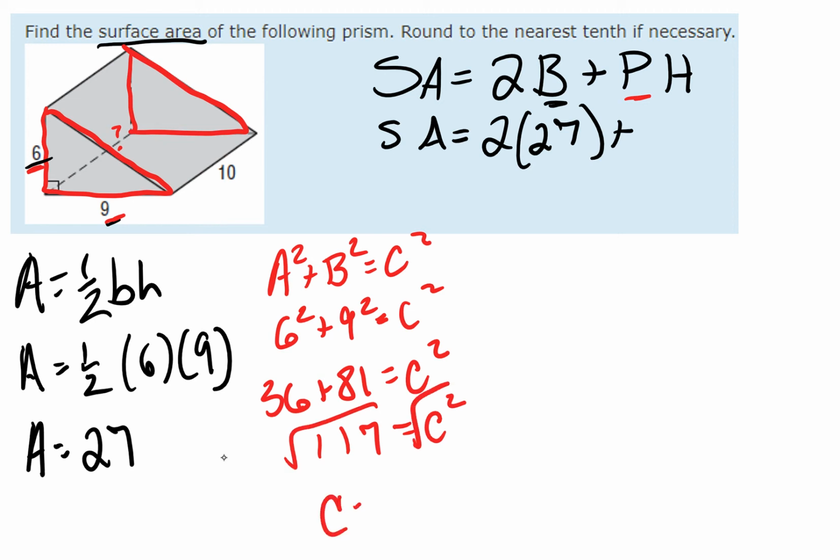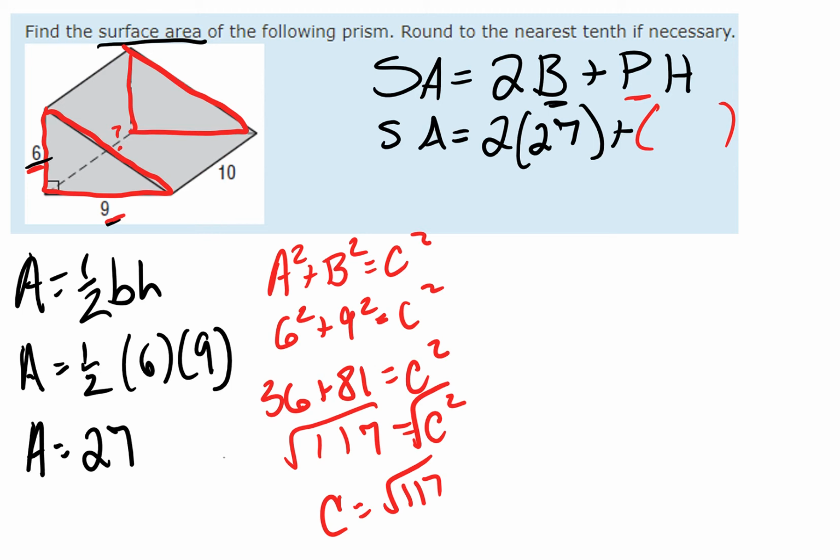Now, I'm going to use this answer. I don't want to round it off yet. I want to save my rounding until the very final step. So that c value is the square root of 117. So for that perimeter, my perimeter is going to be 6 plus 9 plus that square root of 117. I'm going to show you how I'm going to type that in and keep my rounding to a minimum in a second.